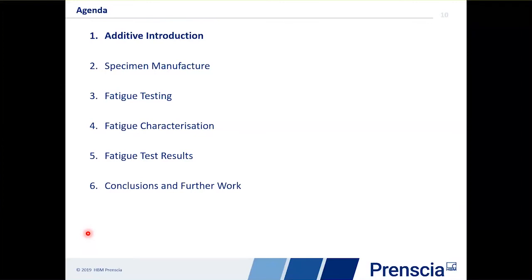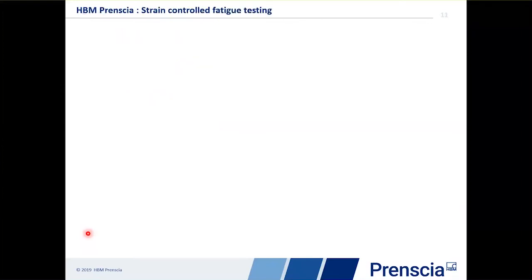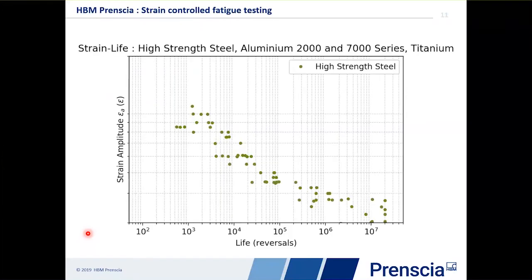So first of all, an introduction to additively manufactured materials. For many years, Proncia have had a lab here in the UK, and we've done all sorts of fatigue testing on materials. Here you see typical strain life results, that's log of strain amplitude on the y-axis versus log of life on the x-axis. And here we can see typical results for high-strength steel. Don't try and fit a line through those. For this, I've taken a number of high-strength steels, and I've just put them on, so you've got some idea of the range of lives that we get.